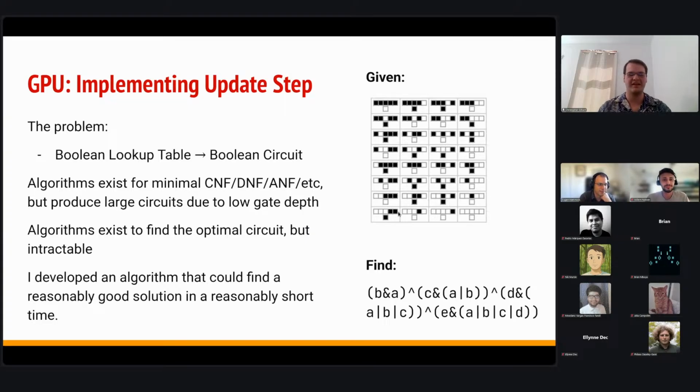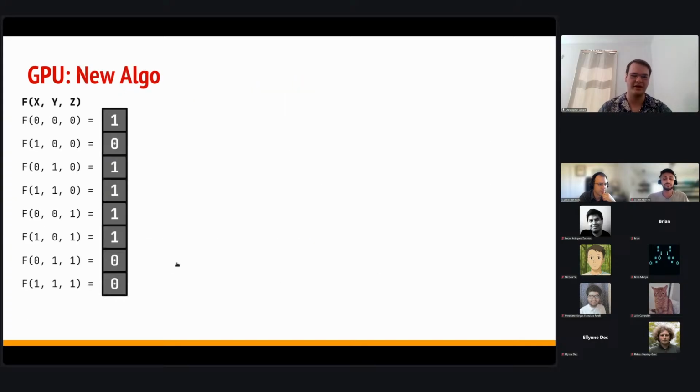So what I did was I developed a new algorithm that can find a reasonably good solution in a reasonably short time. And I'll explain this algorithm to you right now. So consider you have this lookup table kind of thing where you have all of these function inputs. We'll call them X, Y, and Z, your Boolean variables, and you get this list of outputs. And the overall strategy for this is just divide and conquer.